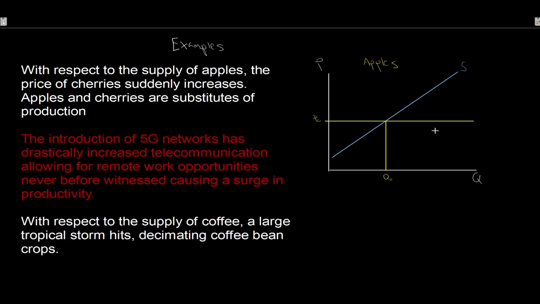Okay, so with respect to the price of apples, the price of cherries suddenly goes up. What does this mean? Well, we're saying that apples and cherries are substitutes of production. That is, we could produce either apples or cherries. So if the price of cherries goes up, what do we want to do? Well, law of supply: price of cherries up, quantity supplied of cherries goes up.